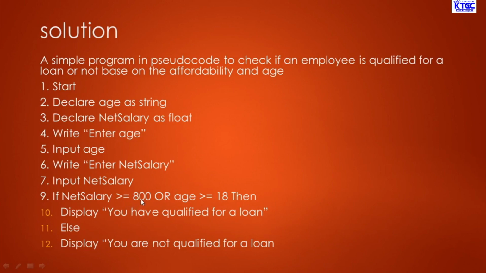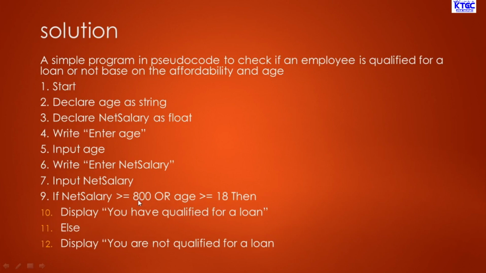So in this situation, if this is true and this is false, you are still qualified for a loan, because we are talking of the OR operator. Only one of the conditions must be true. If both are true, you are qualified. If one of them is true, you are qualified too. If both are false, you are not qualified.